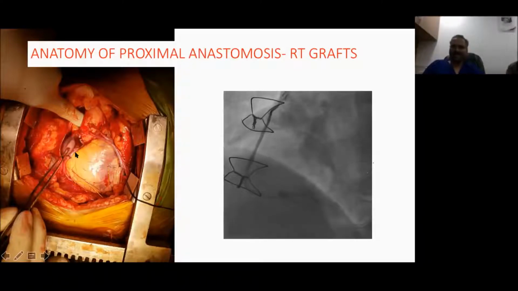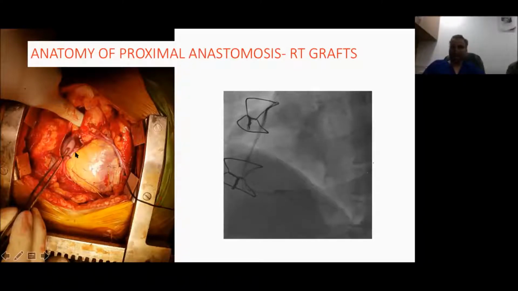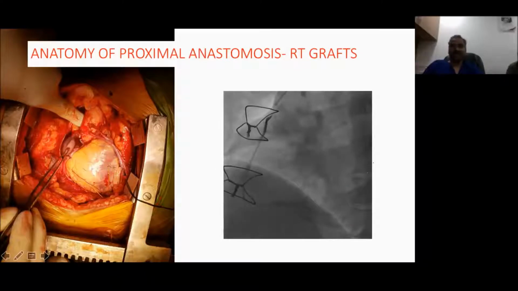Location wise, the right venous graft is very advantageous in terms of cannulating, but course wise, the proximal course is a bit downward, which poses challenges while cannulating. But when it comes to left venous grafts, location wise, it poses a challenge to cannulate. But once you cannulate, your catheter will be quite stable in the left venous graft for your subsequent procedure.